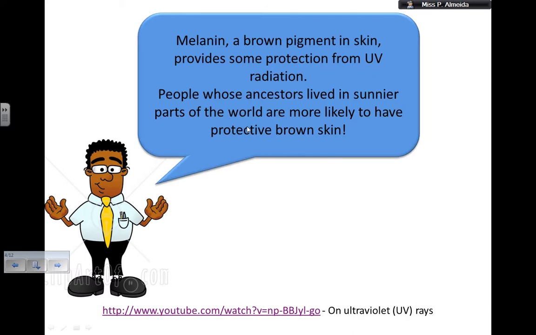Now, going into more detail on each of the three ionizing radiations, I'm going to start with the ultraviolet. Melanin is a brown pigment in the skin and provides some protection from the UV radiation. People whose ancestors lived in sunnier parts of the world are more likely to have this protective brown skin.